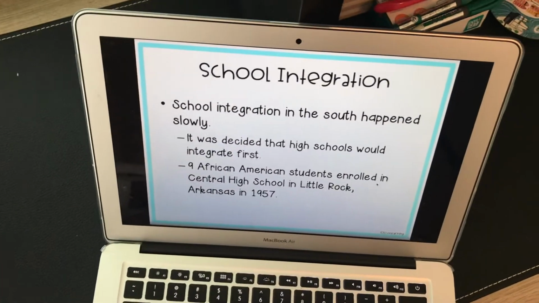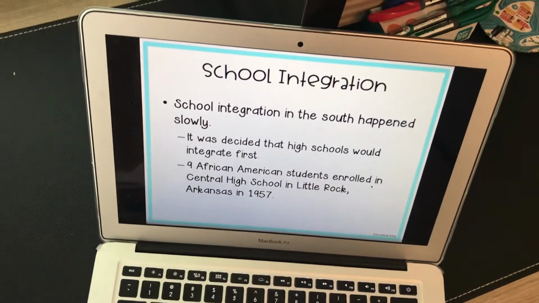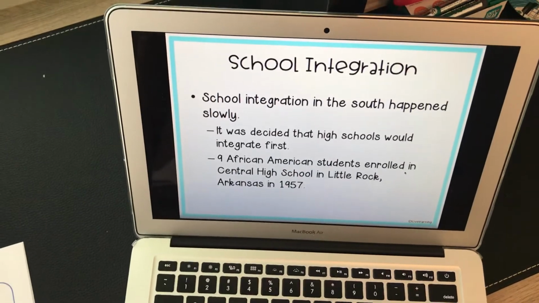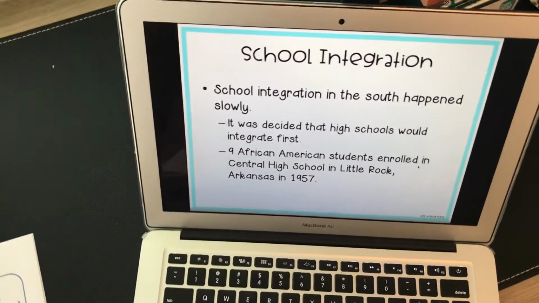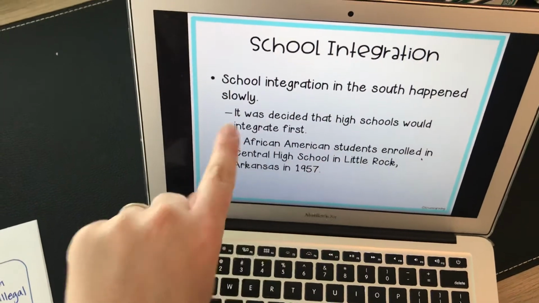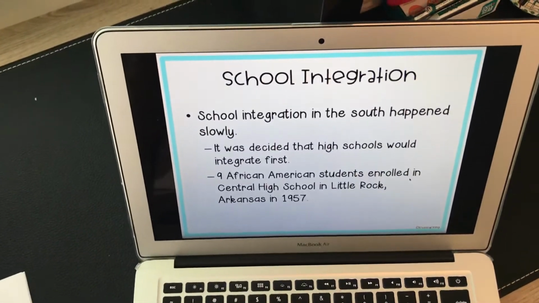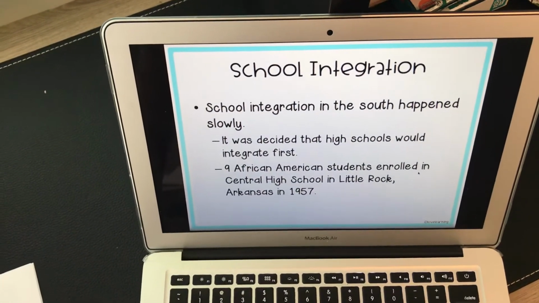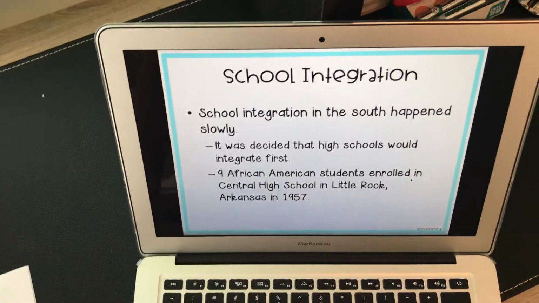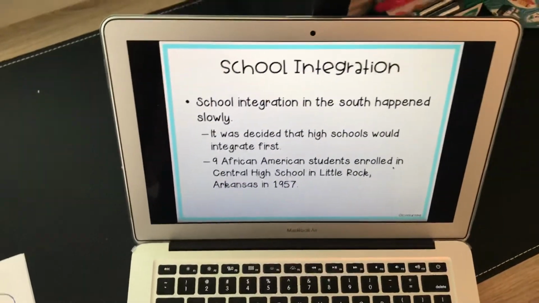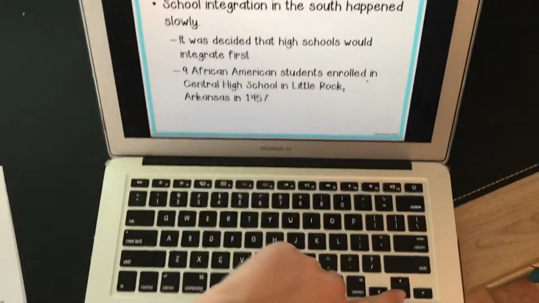Okay, so school integration. It happened really slowly, just in the schools. It was decided that high schools would integrate first, meaning that they would start to mix groups. That's what that means. Nine African American students enrolled in Central High School in Little Rock, Arkansas in 1957. This is in the South, where segregation is very strongly supported.